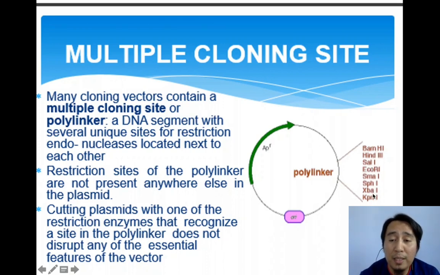Okay, so when you do a cloning, you have to choose which restriction enzyme is suitable for your gene of interest. For example, you want to use BamHI, then maybe EcoRI is the suitable partner. So you use BamHI and EcoRI. The others you cannot use, so no need to use them.